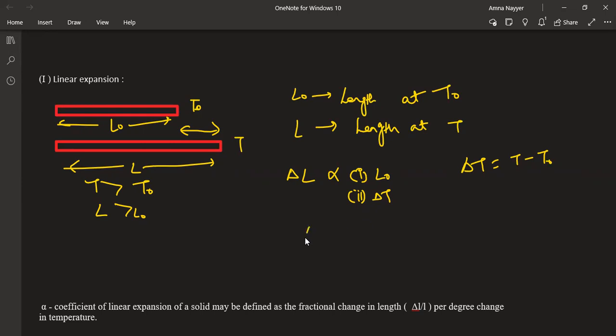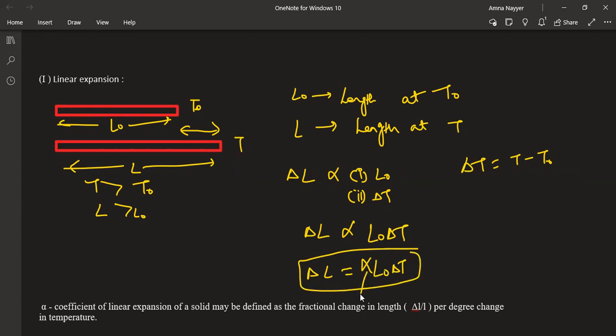So if you combine, delta L will be directly proportional to L naught delta T. You remove the proportionality sign, put an equal to with a constant. Constant here will be alpha, L naught delta T. This alpha is what? This is the coefficient of linear expansion. See, if I want to write alpha, how will I write it? Alpha will be delta L by L naught delta T.